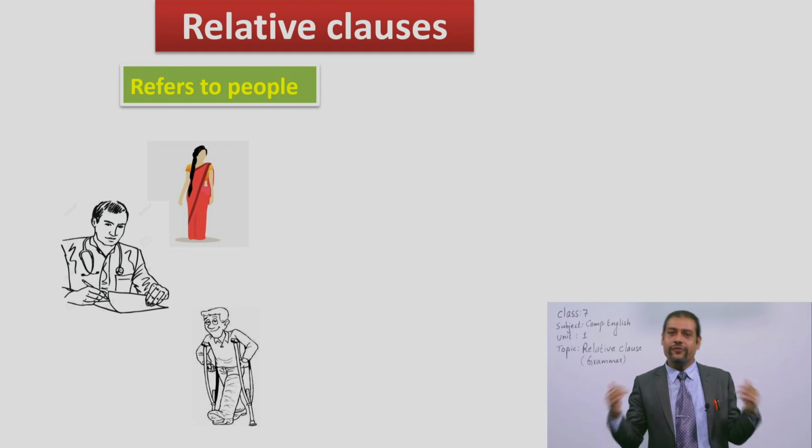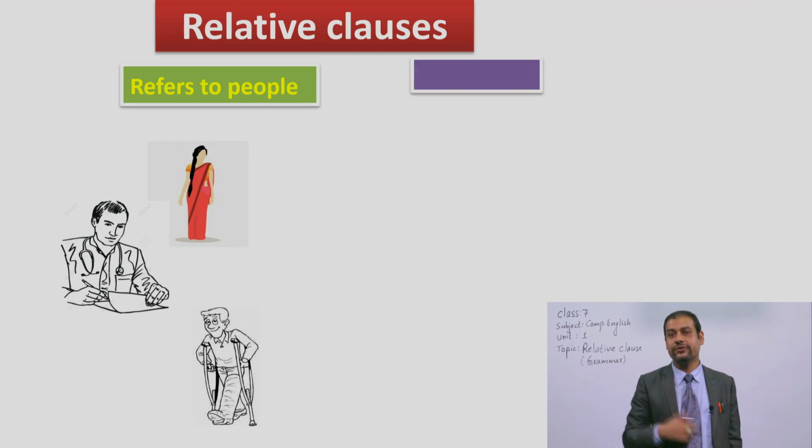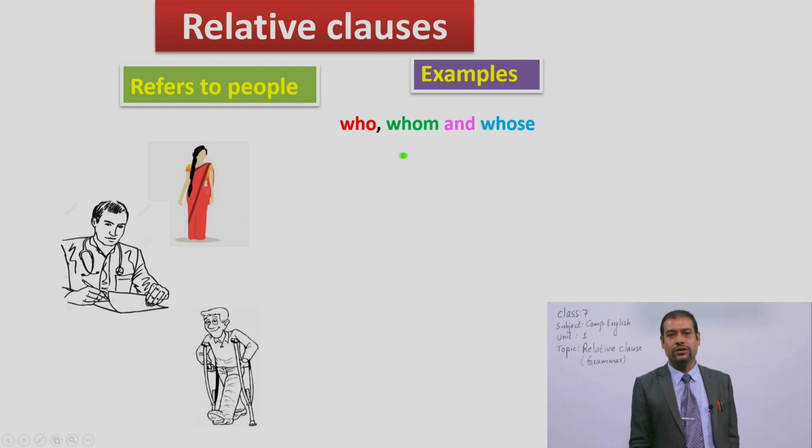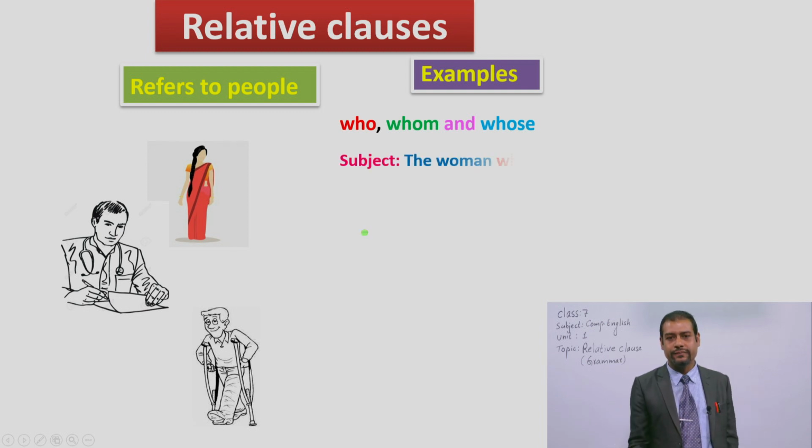Have you finished? Very good. Now check your sentence with my sentence. You can compare your sentence with my sentence. Okay. Examples. We use who or whom or, let's say, whose for people. But in what case? I want to show you.